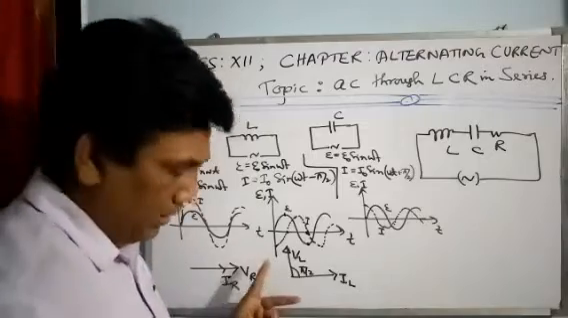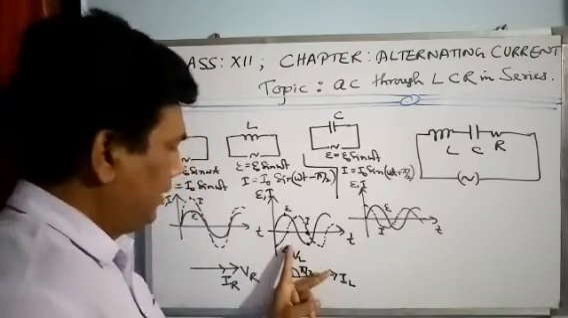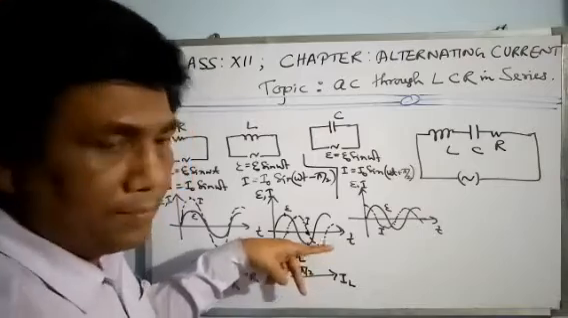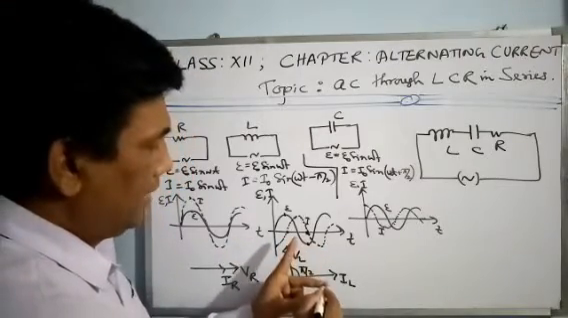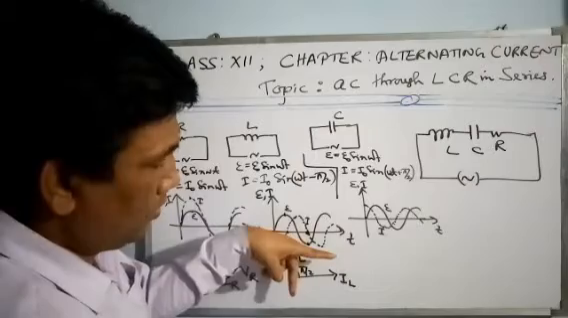I have already told you, if this graph, na, you can draw this way also. In the previous video also we have discussed. If it is VL, it is IL, na? So it can be drawn that way also, no problem. This way also, no problem.